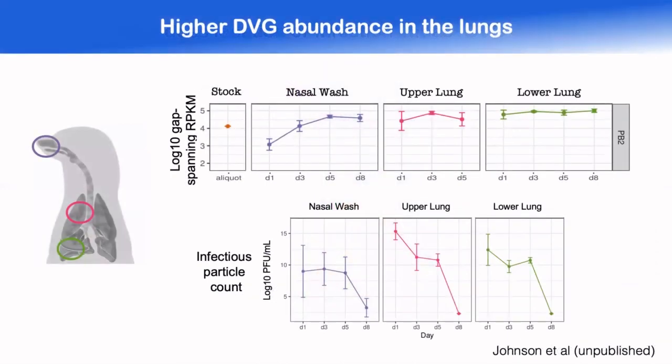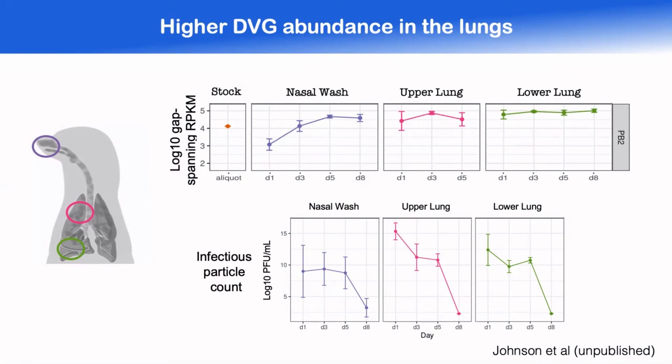So when we look at nasal washes, the upper lung and the lower lung, and we look at just the number of reads that we find that have these deletions, we see that in nasal washes, it actually goes up in these ferrets. So over the time course, you get more of these DVGs, while the infection actually goes down. So this is a representation of functional viruses, so it would be plaque-forming units of viruses.